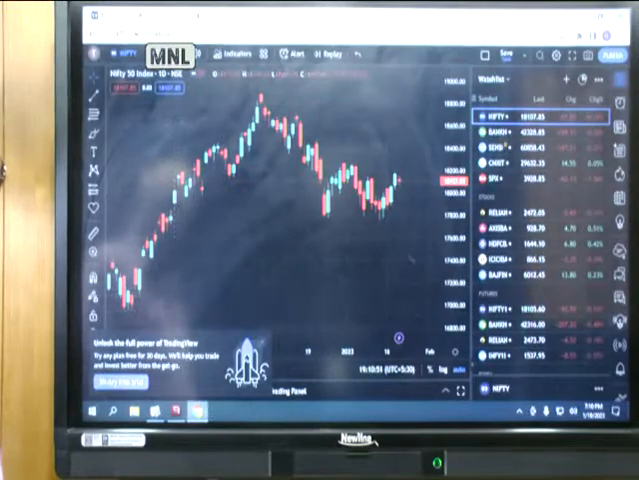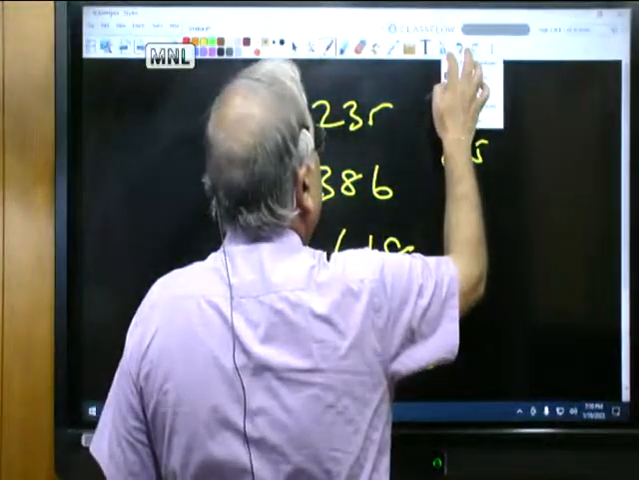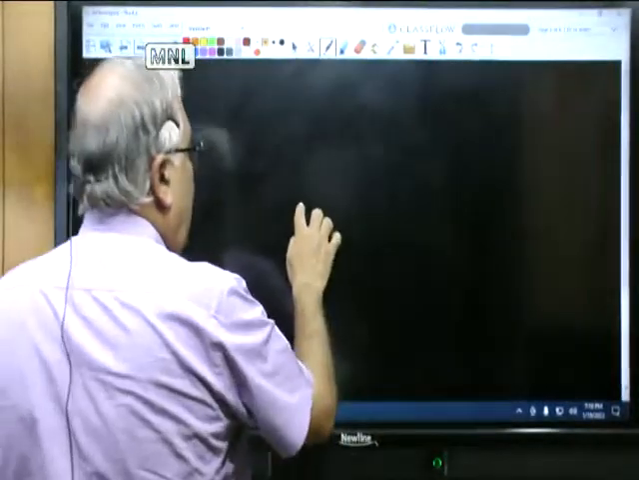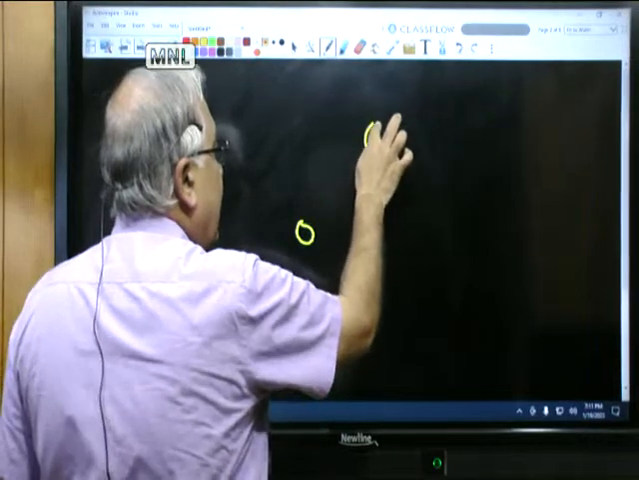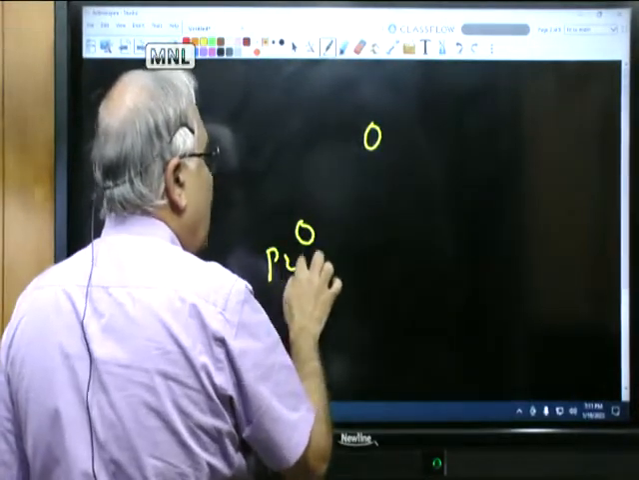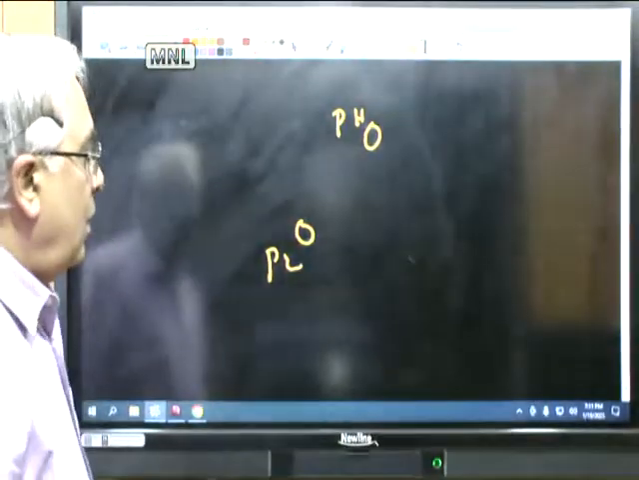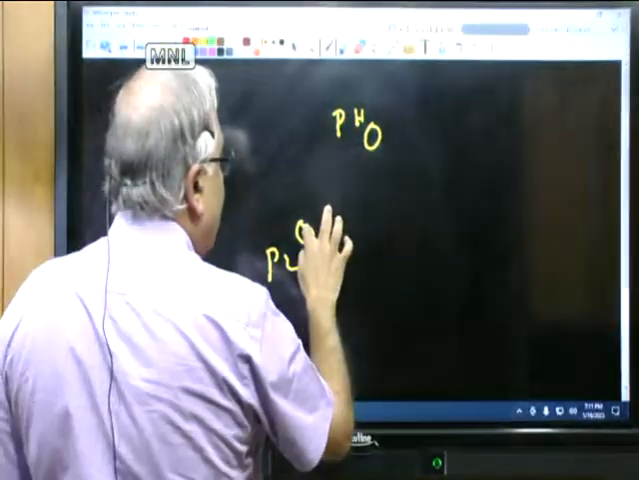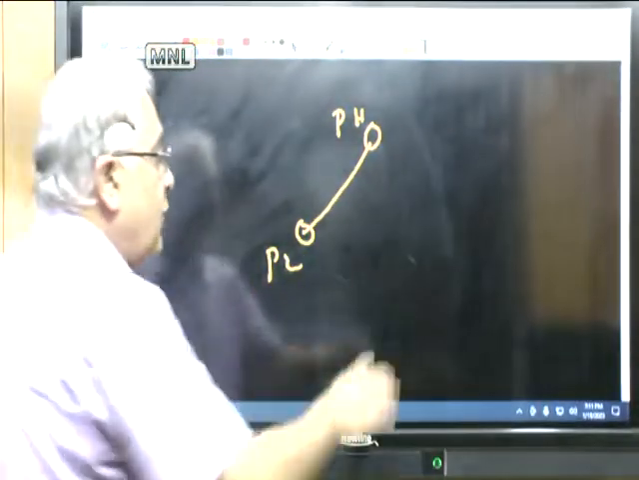See, the simplest way is this. Now identify one pivot low and one pivot high. Pivot low and pivot high you are already aware of. Now let us say it is climbing, going like this, and then it is starting to dip.